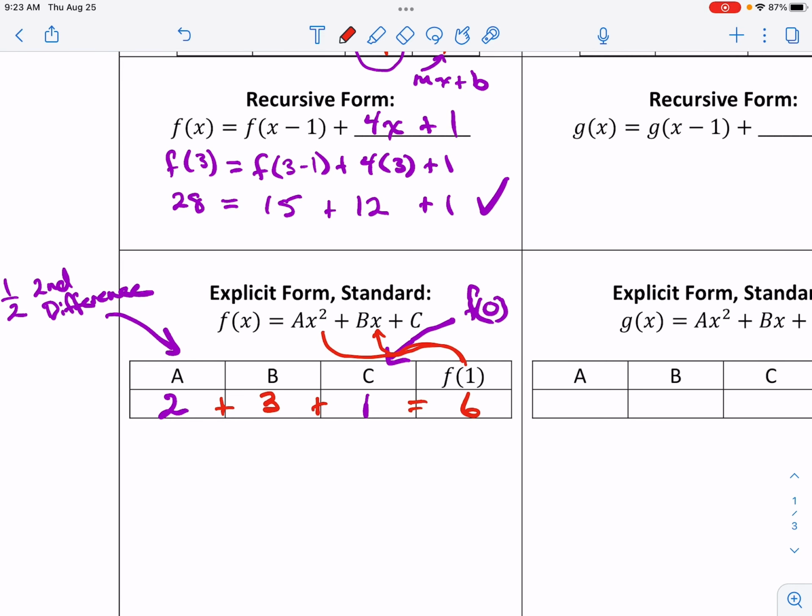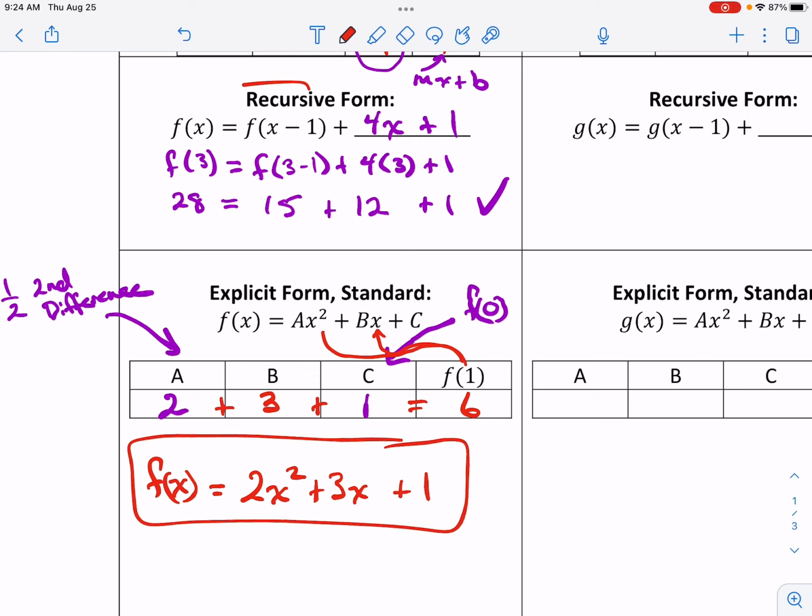Now we can write the explicit form. F of x equals 2x squared plus 3x plus 1. There's our explicit form and our recursive form.